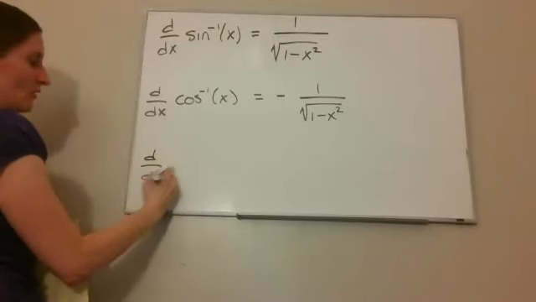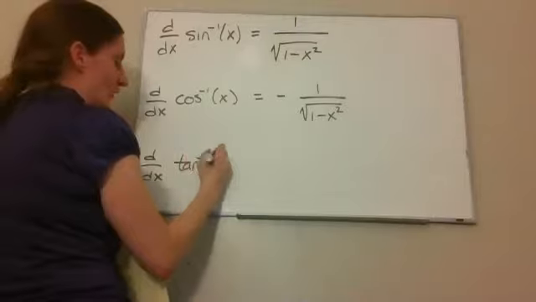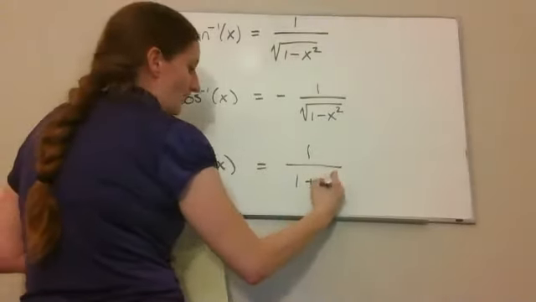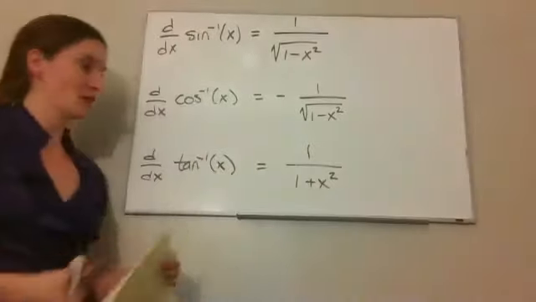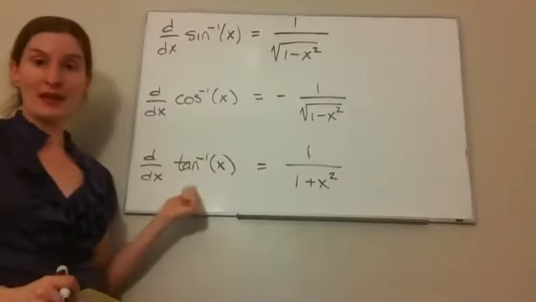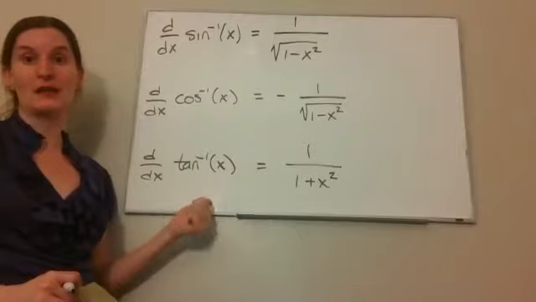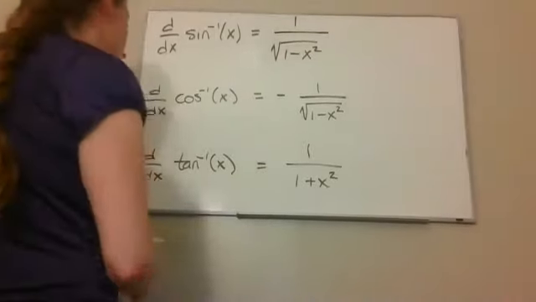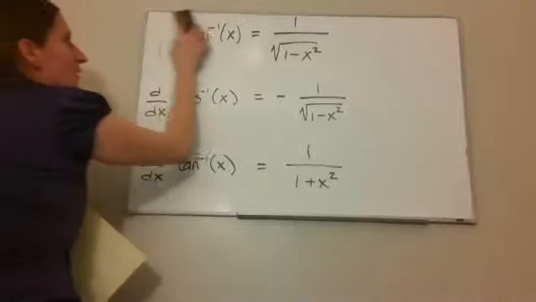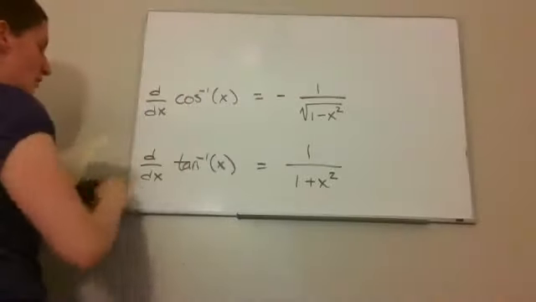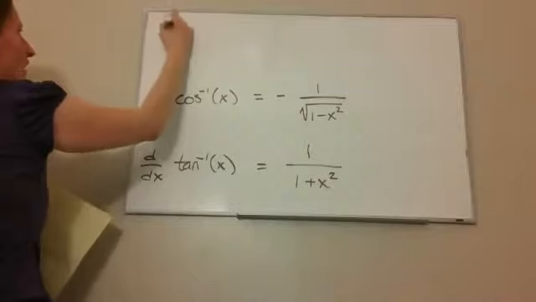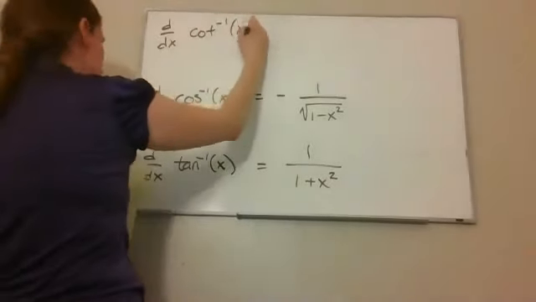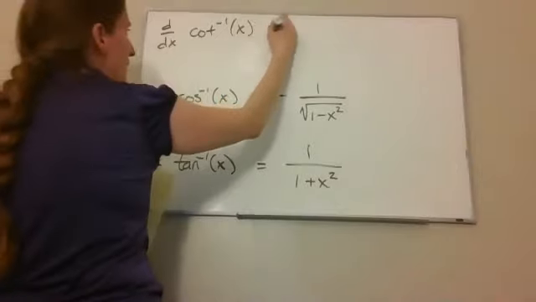The derivative of tangent inverse of x is 1 over 1 plus x squared. And I can tell you right now, this one's going to come up again in Calc 2 quite a bit. So it's a real good one to have memorized. The derivative of cotangent inverse is just like the derivative of tangent inverse, except it's negative.